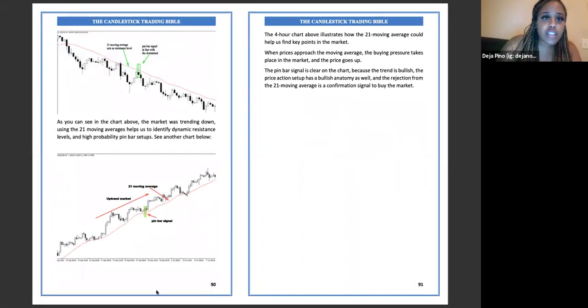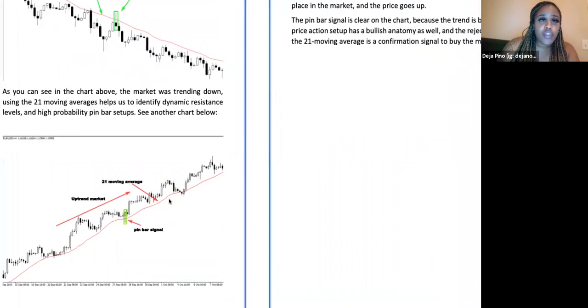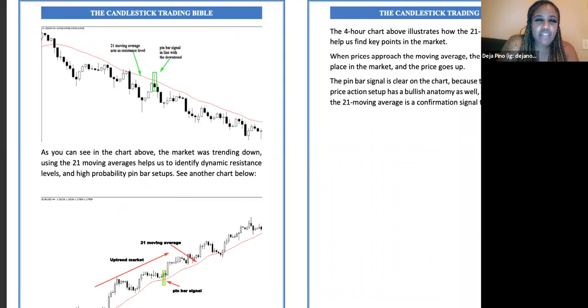Okay, so let's look at it. It says the 21 moving average acts as a resistance level, the pin bar in line with the downtrend. Like we just said, and some of y'all answered that, I think it was Erica, you said the pin bar and wait for it to go through your trend line.